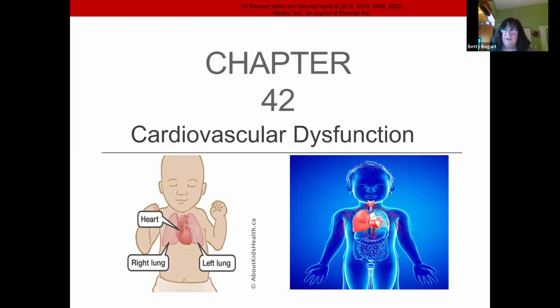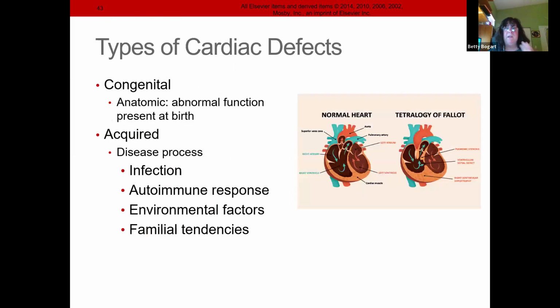Okay, heart. What do we need to know about the heart? Well, children are different than adults in a heart. Children don't have myocardial infarctions per se, maybe one rare one, but usually it's congenital or an acquired condition.